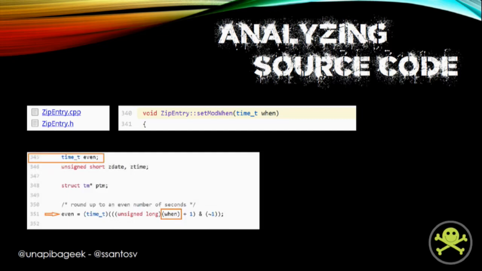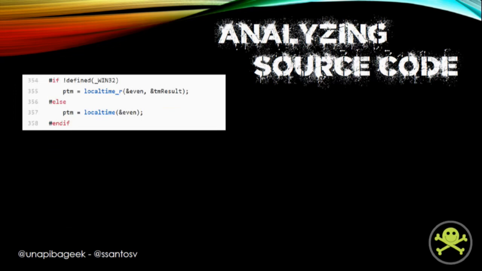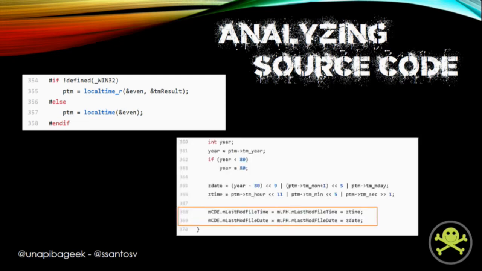And inside this method, there is another variable of time_t type. It's named even. And the value of even is the value of when. So even is equal to 0, too. But the question here is, is the even variable used for anything at all? Well, immediately after the lines that we saw before, even is used as parameter for the localtime function. PTM is a tm structure where localtime will save its result. And after that, the result is used for assigning the last modified field for every file that will be added to an APK.